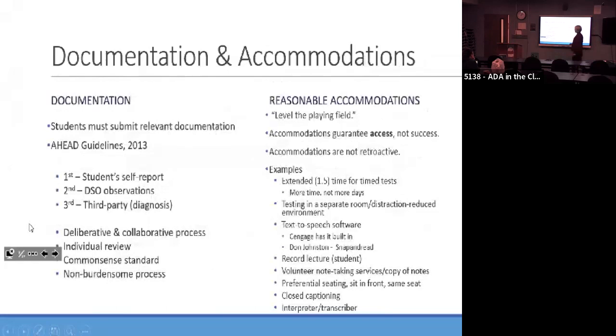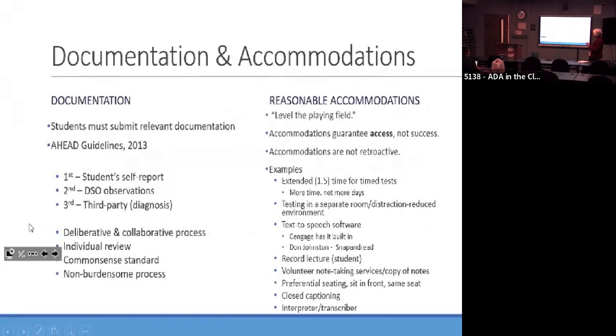Okay, so as far as documentation is concerned, I think it surprises folks to find out that ADA does not actually require any type of documentation whatsoever. It does not say one thing about documentation. And I know that's not what most people think.